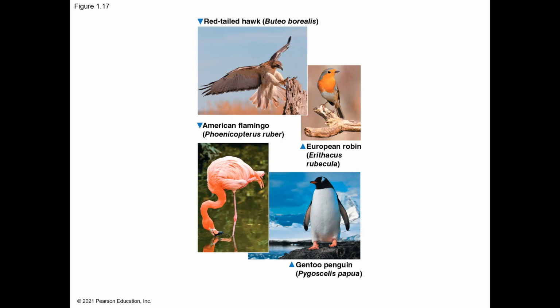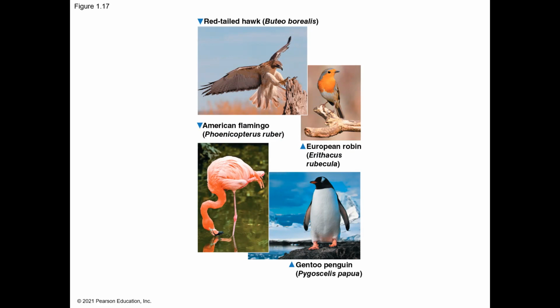To push that idea that species can be different but related, let's look at birds here. The birds: the red-tailed hawk, the European robin, the American flamingo, and the Gentoo penguin. These are four very different species of birds, but they have some characteristics in common: their wings, their feathers, the ability of flight, their claws.